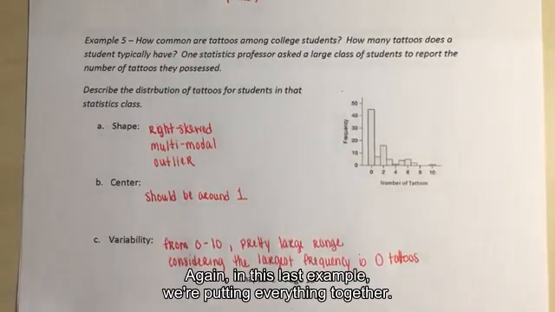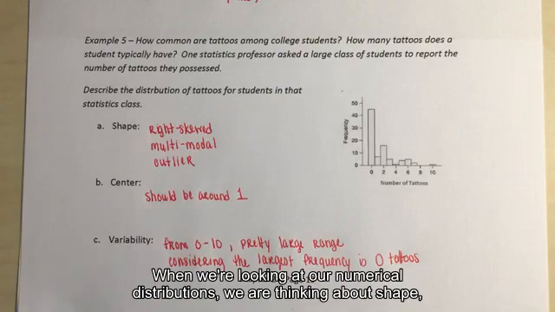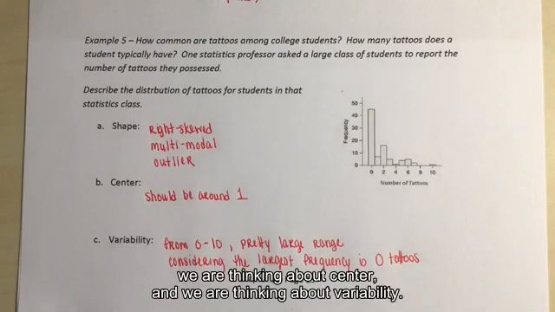All right. So again, in this last example, we're putting everything together. When we're looking at our numerical distributions, we are thinking about shape, we are thinking about center, and we are thinking about variability.